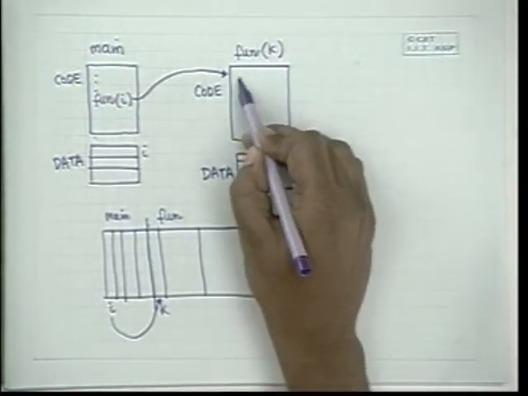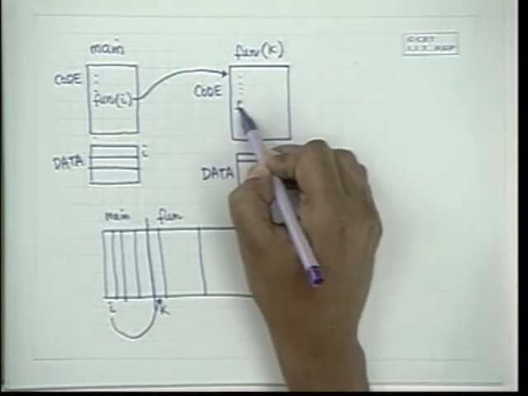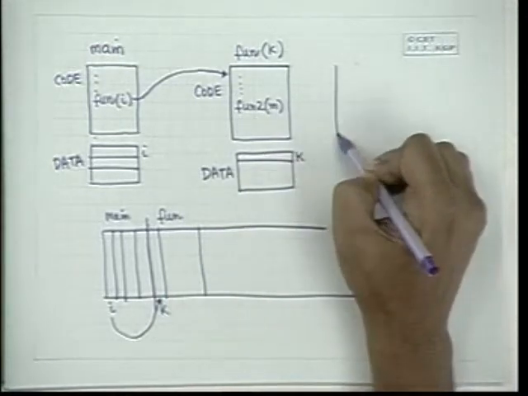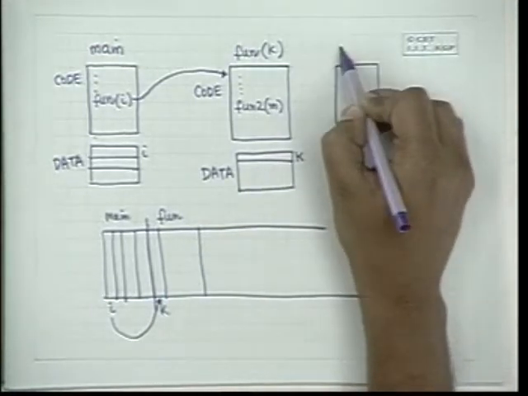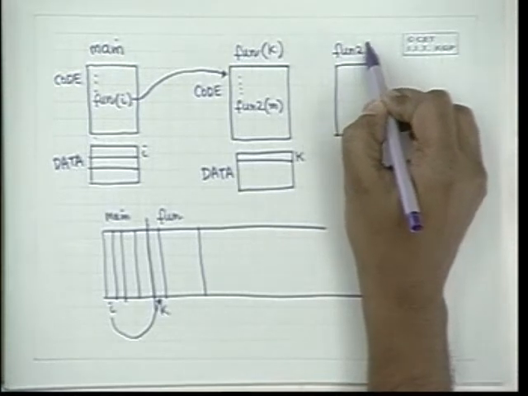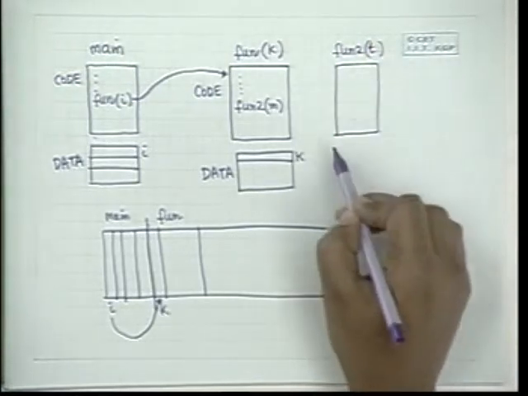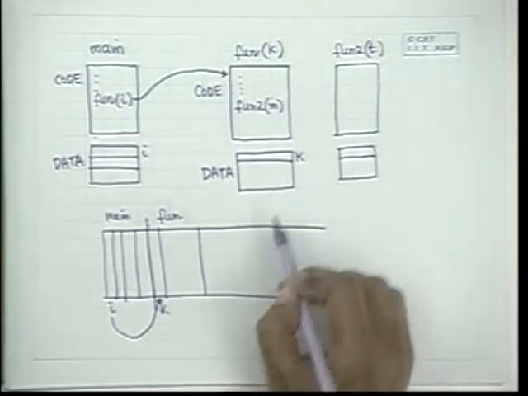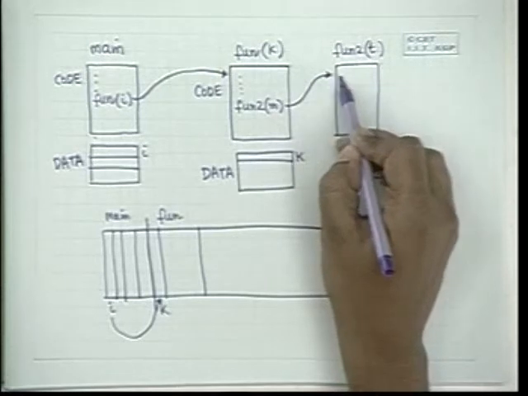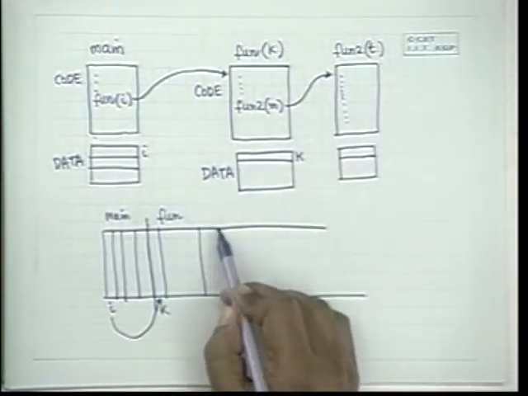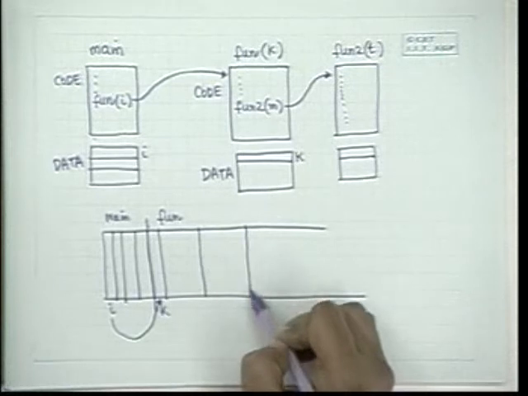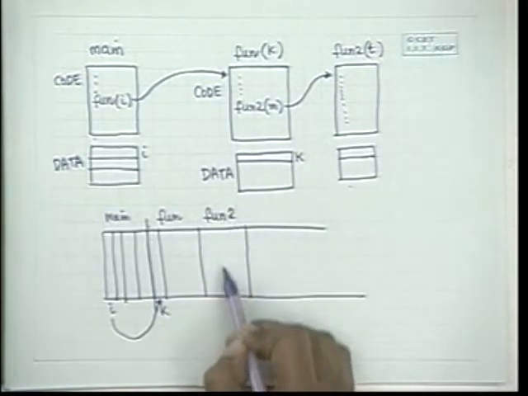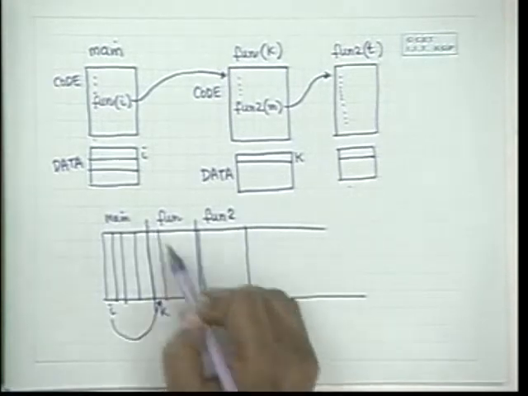And now suppose fun calls another one, say fun2(m), and fun2 is another function which has its own code and data segment. Then whenever there is a call here, this starts executing, and as soon as this starts executing, a data segment corresponding to fun2 gets stacked up at this point.